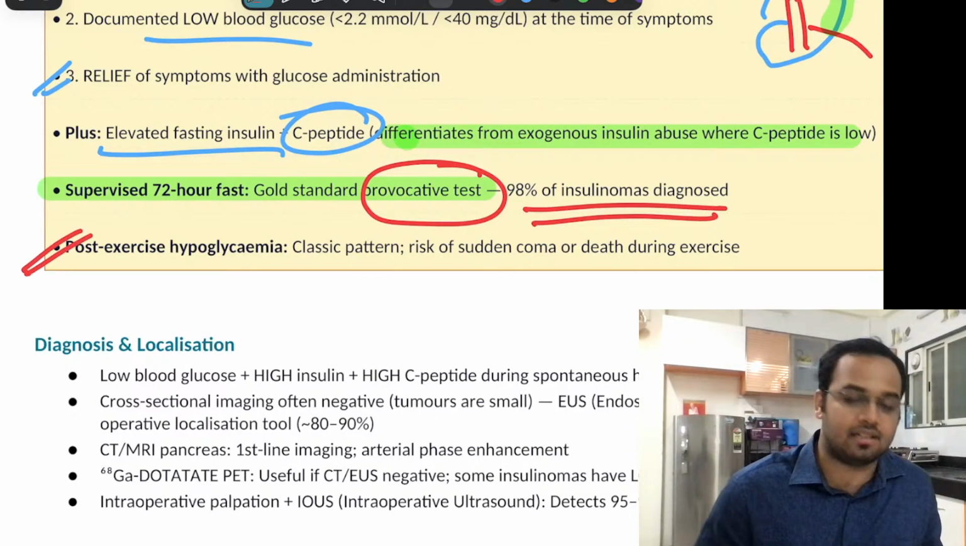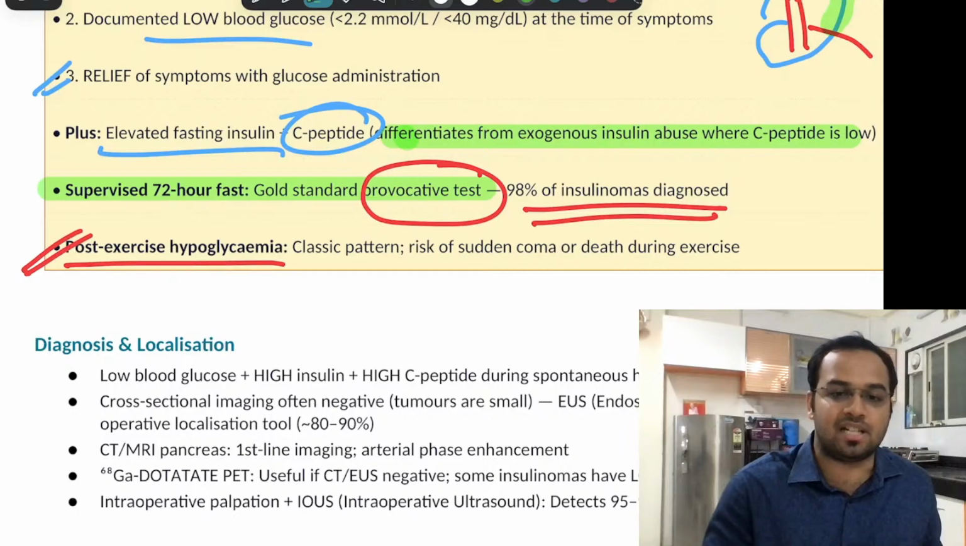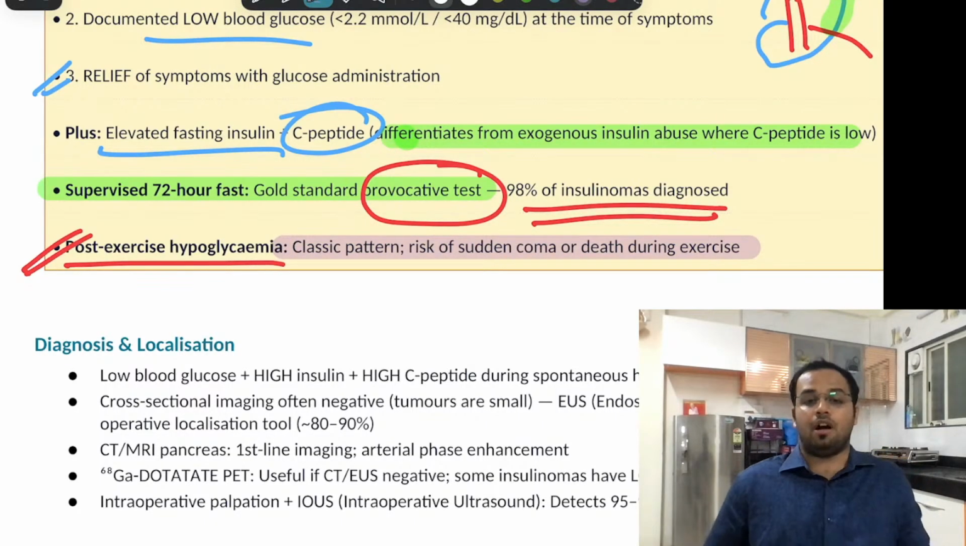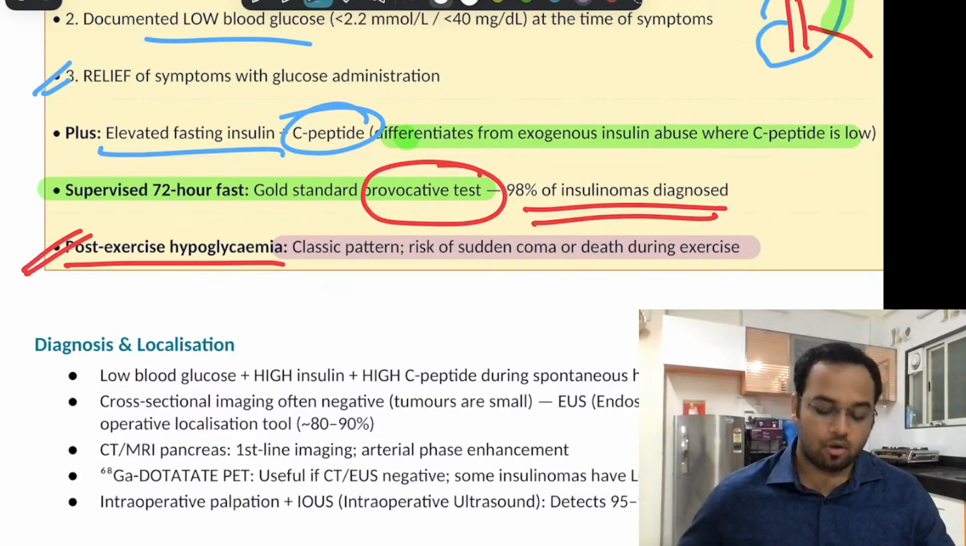And also there is a thing called as post exercise hypoglycemia. If the patient is having post exercise hypoglycemia, the patient might have risk of sudden coma or death during the exercise. Very much important. So how are you going to diagnose and localize?